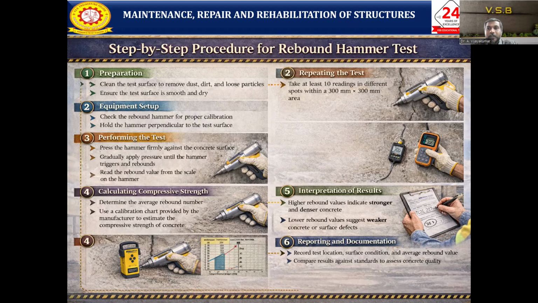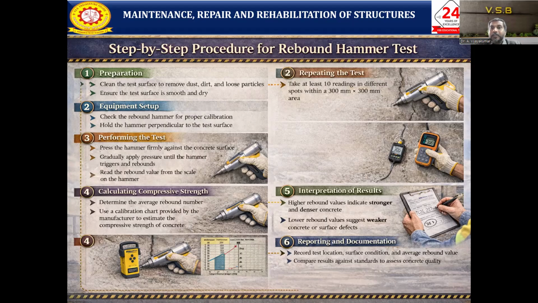Next, we need to prepare the equipment setup. Before using our equipment, that is the rebound hammer, we need to do proper calibration. Service will be required. If calibration is not done, we are not able to get the proper value. Then hold the hammer perpendicular to the test surface. Wherever we need to conduct the test, we need to hold it perpendicular to the surface where we are going to take the test.